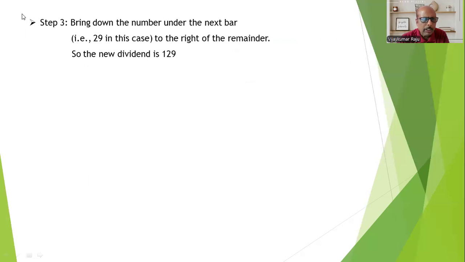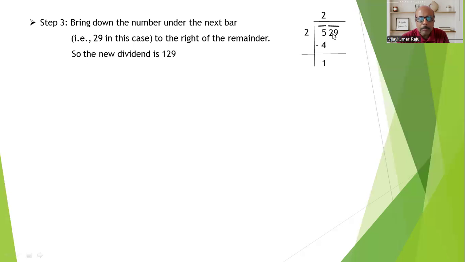Bring down the number, which is the next one. Bring down the number under the next bar. That is 29 in this case, to the right of the remainder. And so now see here how it is. This is what we have done, this much we have done.